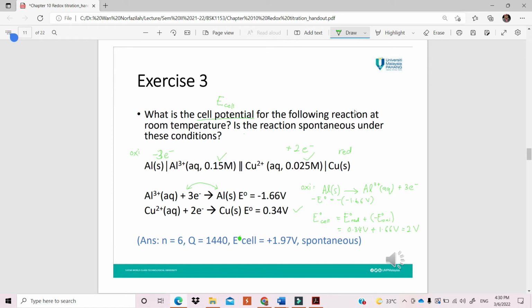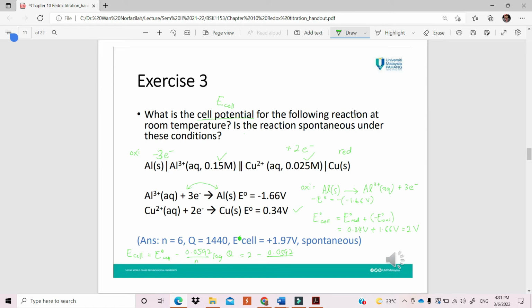And then how to find the E cell? By using the E cell equation. E cell equals E naught cell minus 0.0592 over N log Q, product over reactant, equals 2 volt minus 0.0592 over how many electrons we have. This N refers to the balanced equation. Remember, to balance this equation, you need to make sure the number of electrons are the same.